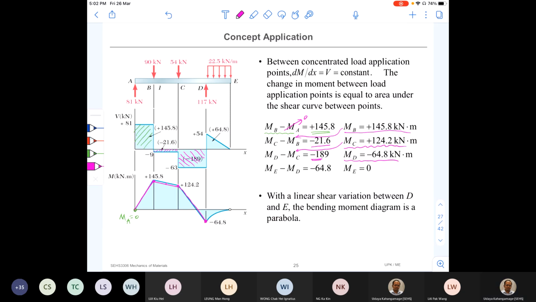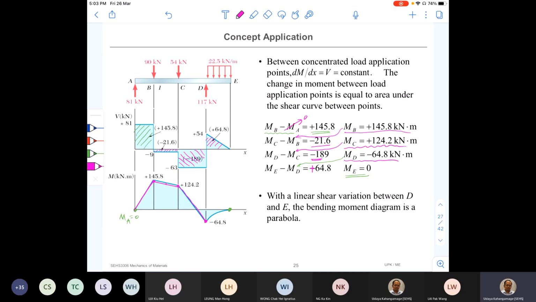Okay. Right. So then from D to E, ME minus MD should be equal to this area. Yeah, it should be positive 64.8. Oh, there's a mistake here. Let me correct this one. It should not be negative. It should be positive 64.8. And again, after substituting the value of MD in here, you find that ME is equal to 0. You don't need to do this one because we know that on the free end, bending moment is 0.